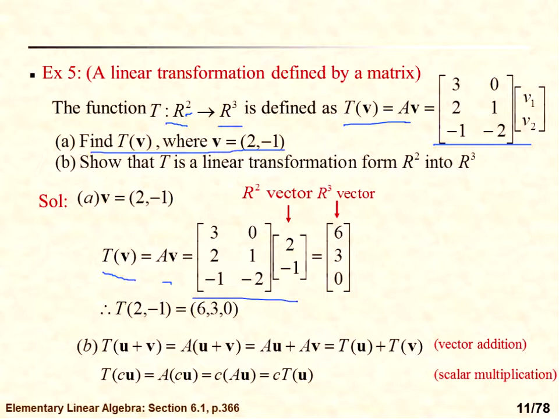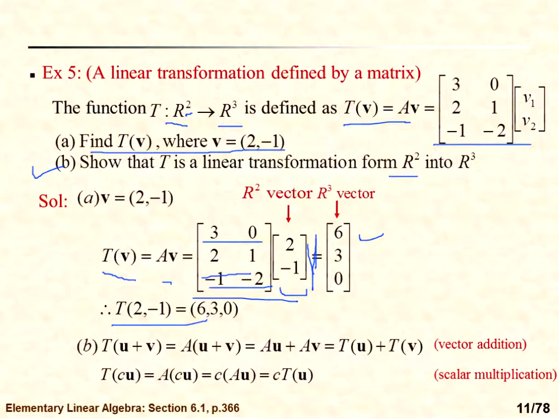It says that find the transformation. So part A, it is given transformation of v is equal to Av. We write v here, 2 minus 1, and just multiply the matrix rows into the column, first row into first column, and third row into third column. So we get 6, 3, 0. So it is a vector. So transformation of 2 minus 1 is equal to 6, 3, 0.